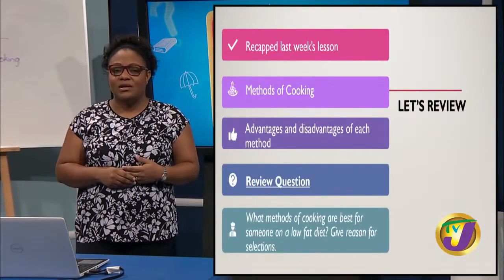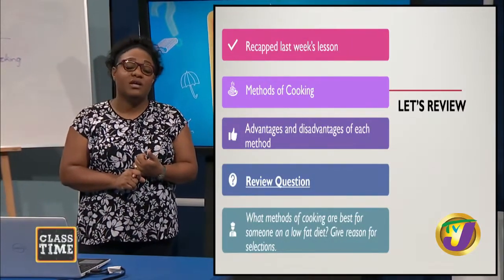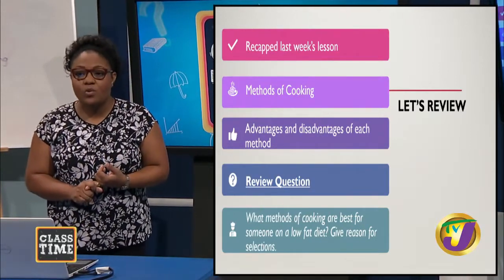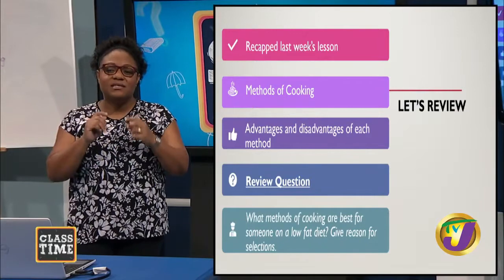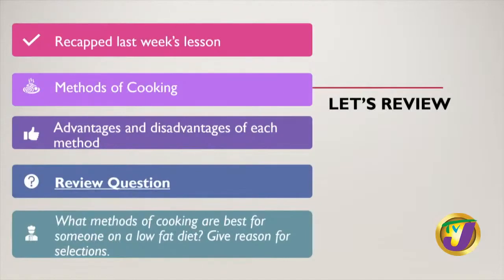So, let's review. We started this lesson with a recapitulation exercise. We recapped what we did last week. We looked at the methods of cooking. We looked at the advantages and disadvantages of each method. Now I'm going to encourage you right now, fill out that KWL chart. What is it that you have learned from this lesson today? Even if it's content that you knew before, put into that column what it is that you know already. Fill out what it is that you learned.